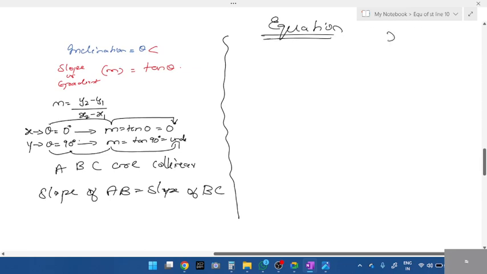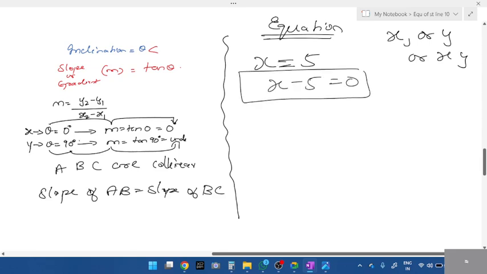Equation meaning you should have x or y or both x and y in an equation. It can be x is equals to 5. After solving, if you get x is equals to 5, you have to rewrite x minus 5 is equals to 0. This is equation. You might get y is equals to minus 3 by 5. If you rearrange this, minus goes to the other side. Y plus 3 by 5 is equals to 0.